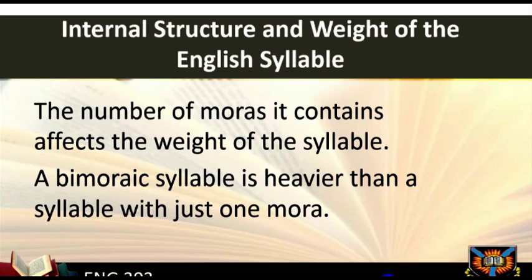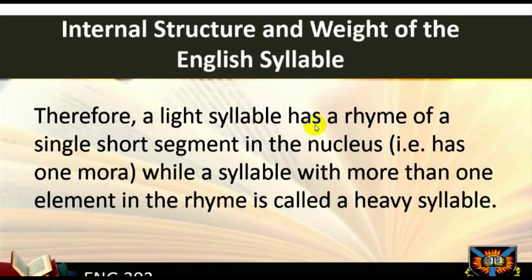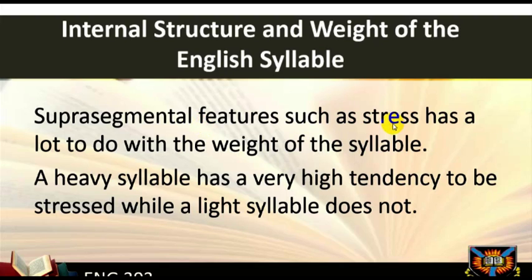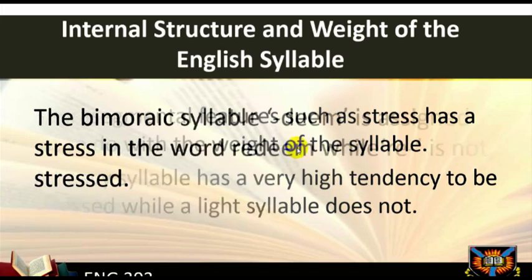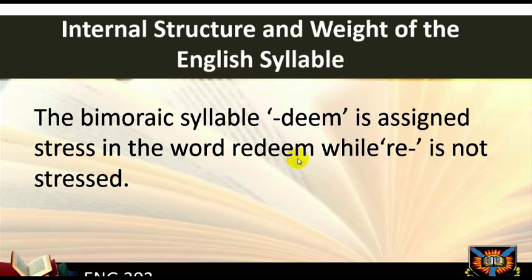The number of morae it contains affects the weight of the syllable. A bimoraic syllable is heavier than a syllable with just one mora. Therefore, a light syllable has a rhyme of a single short segment in the nucleus, i.e., has one mora, while a syllable with more than one element in the rhyme is called a heavy syllable. Suprasegmental features, such as stress, have a lot to do with the weight of the syllable. A heavy syllable has a very high tendency to be stressed, while a light syllable does not. The bimoraic syllable deem is assigned stress in the word redeem, while re is not stressed.